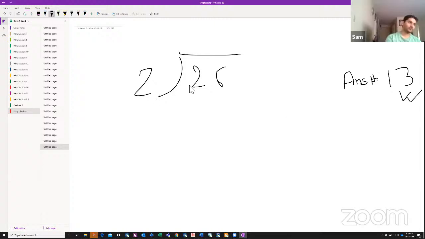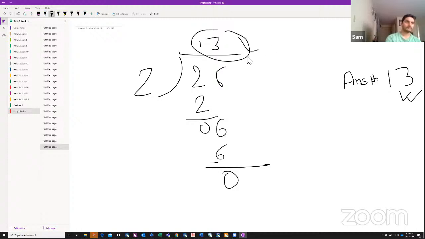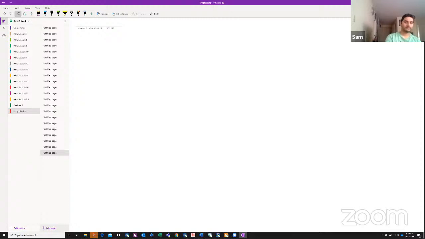So you could do one at a time. So we have 2. If you divide 2 by 2, it's going to be 1. Then you have 0. Then you can drop down that 6. If you divide 6 by 2, it's going to be 3. So the remainder is going to be 0. So 13 is the right answer. Okay, let's move to the new one.